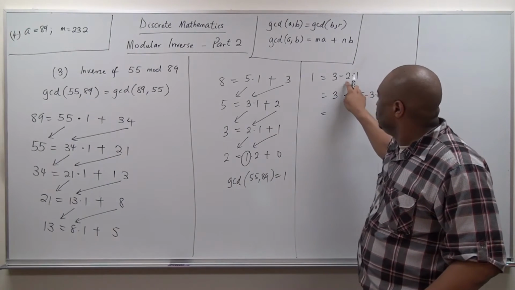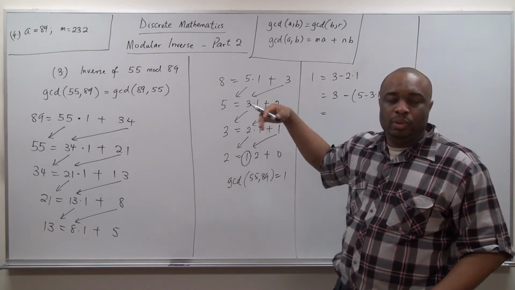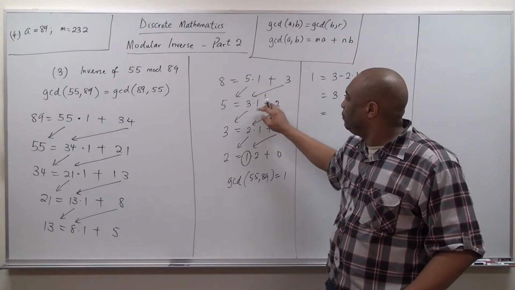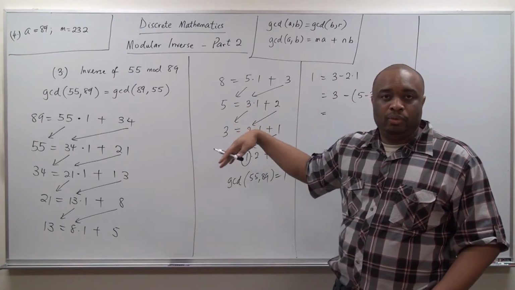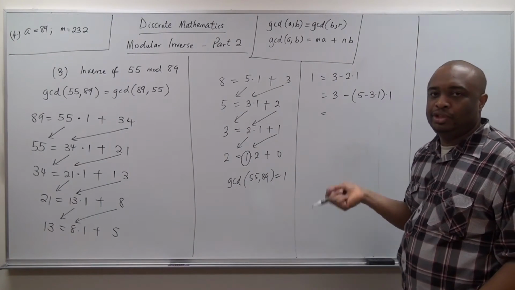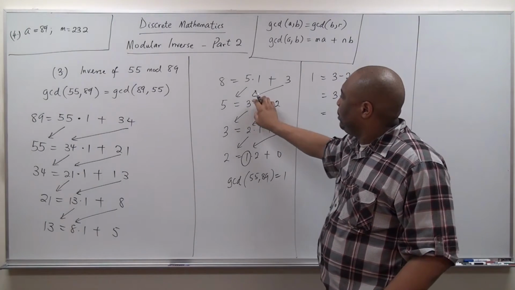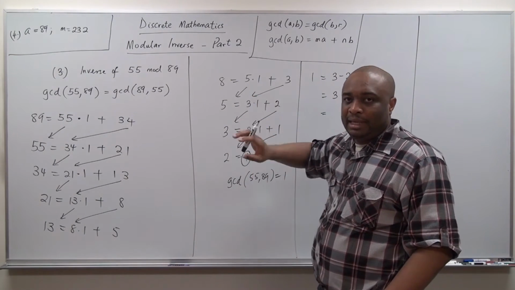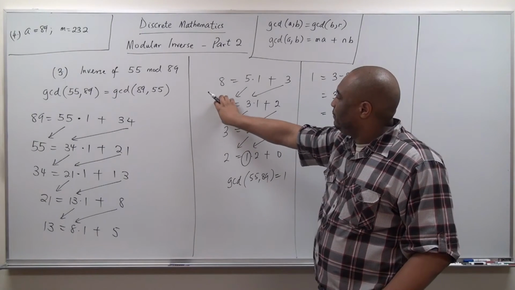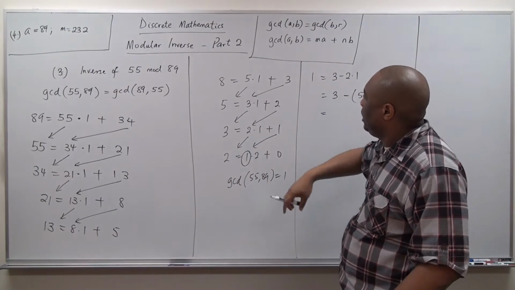So we will substitute. We will make 2 the subject of the formula, expressing 2 in terms of 5, 3, and 1. We solve for 2, and we express it in terms of the dividend and the divisor. The dividend is 5 here, and the divisor is 3, right?